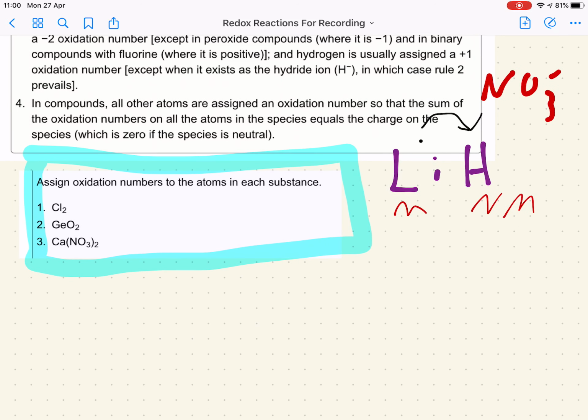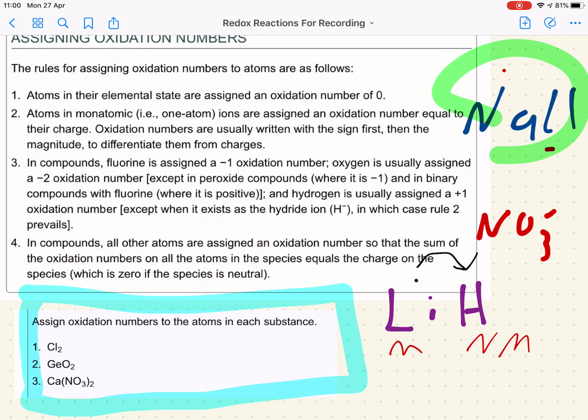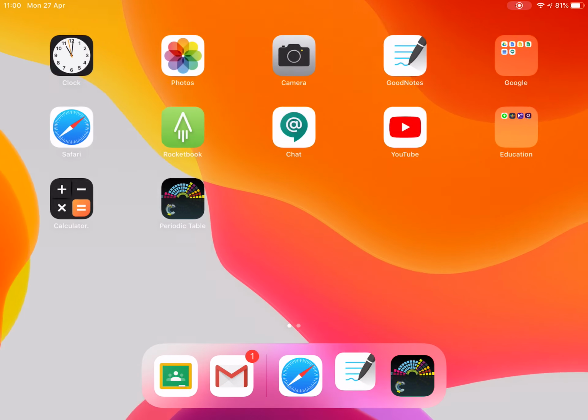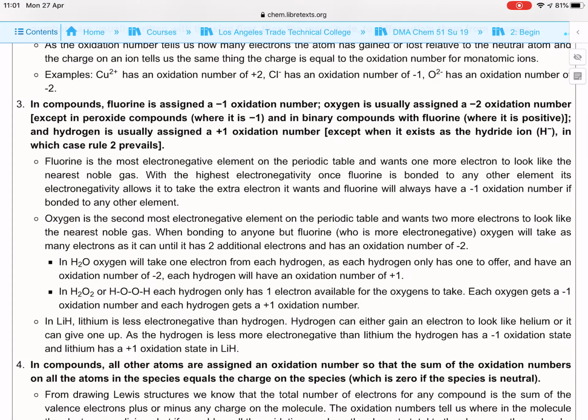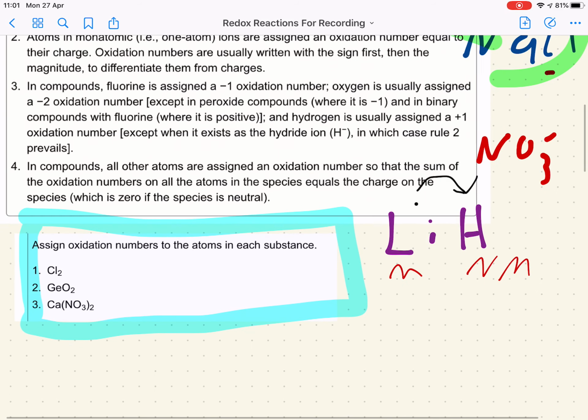Okay, so here's what I want you guys to do. Given these rules, you're always going to have these rules with you. You'll always be able to see these rules, or you can see the more complex ones that I gave you in the PowerPoint earlier. We're going to use that to assign oxidation numbers to atoms in compounds, or even just atoms all by themselves. We have to be able to figure out what the oxidation number is when we look at a substance. So, check out number 1.